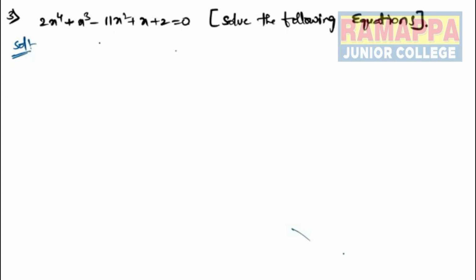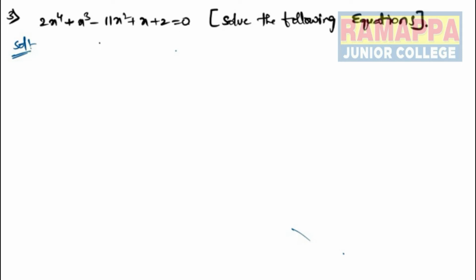Okay, so now move to the next question. Now here third question: solve the following equations. So first question is given 2x to the power of 4 plus x cube minus 11x square plus x plus 2 is equal to 0. So we have to solve this equation for the value of x, where x plus something, a is equal to something. Here x values will come. So that's what we have to solve here.